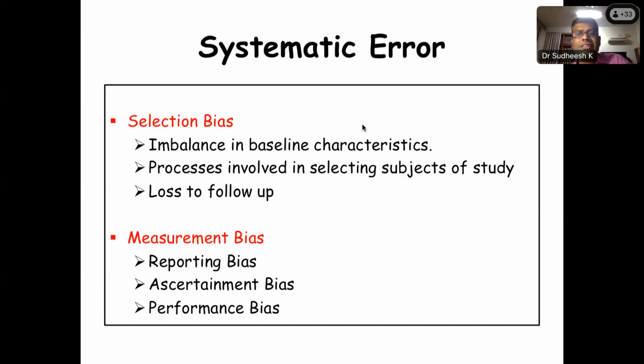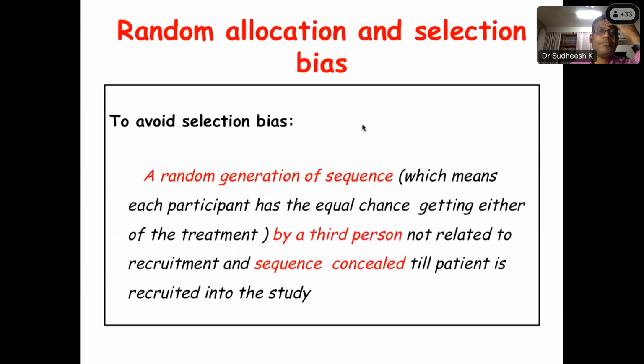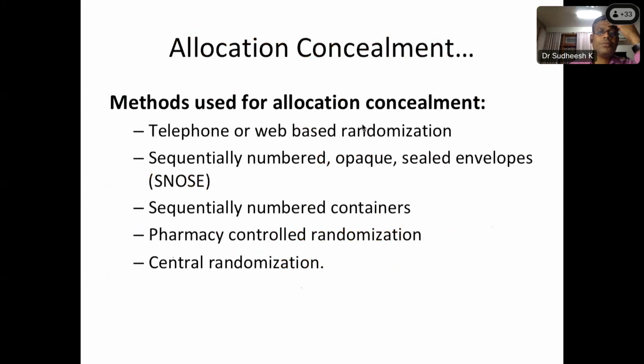For example, in patient 1 you use manual BP, in patient 2 you use automated BP, and again in patient 3 you use manual BP. So what happens? Obviously the reading keeps varying because you are using a different type of tool for each patient. So that is about allocation concealment as well as randomization.